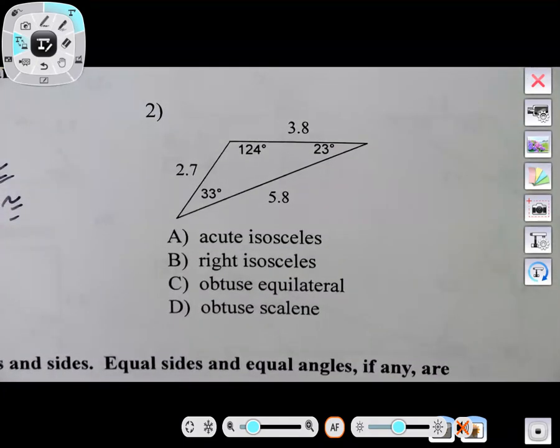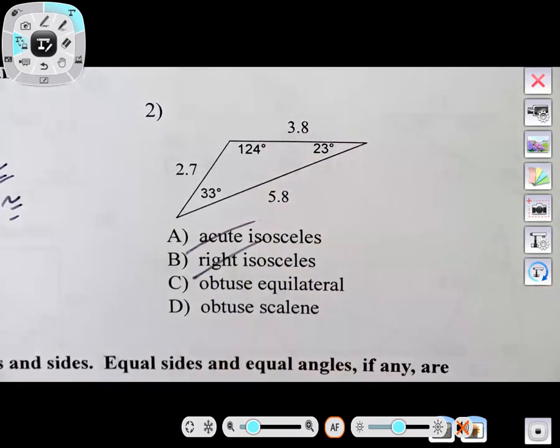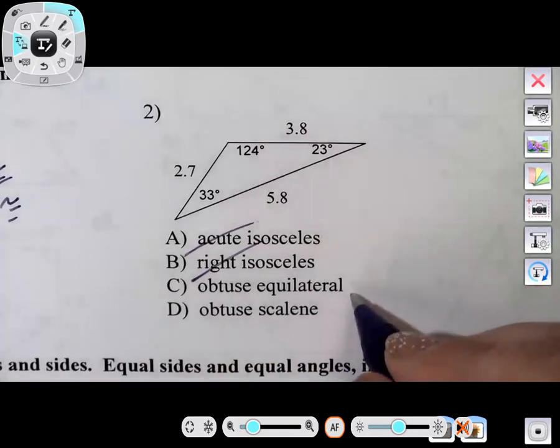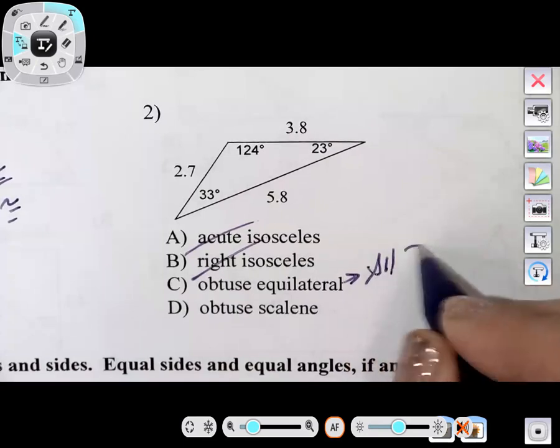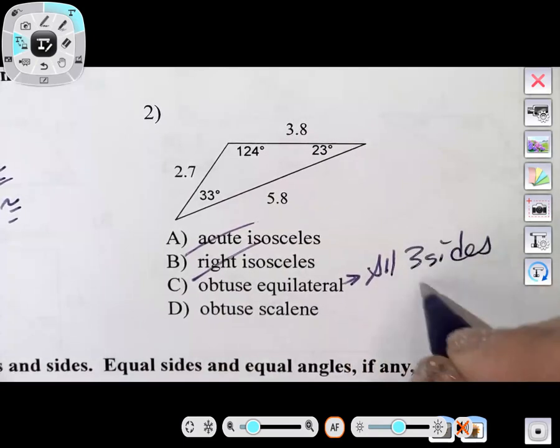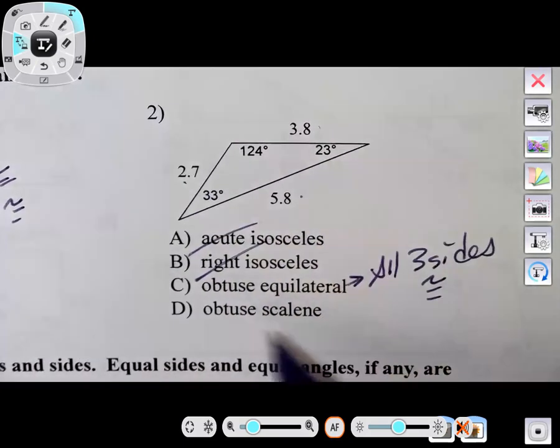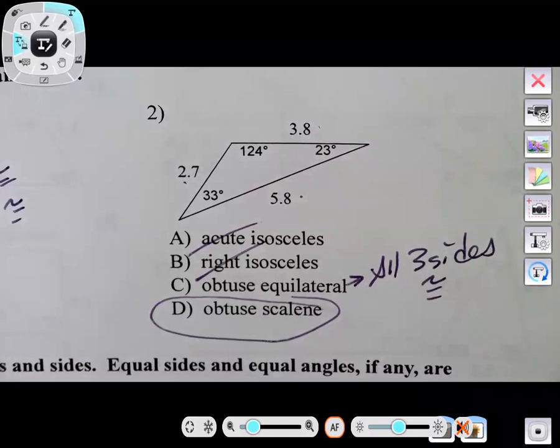All right, and then if we look at number 2, check out the angles. So right away, I see an obtuse angle, 124 degrees. So I know this is obtuse. This time, that only eliminates the first two options. So now I do have to figure out if it's equilateral or scalene. We just said that scalene was the one where no sides are the same. But what was equilateral? All the sides are? Yeah, all three sides congruent. And I certainly don't have that here. If you take a look at the three sides, they're all different lengths. So yeah, obtuse scalene makes sense there.